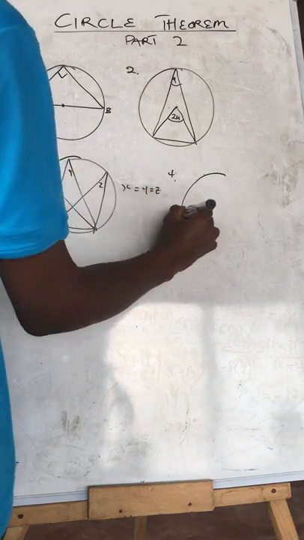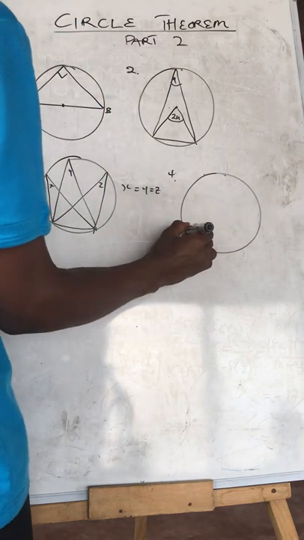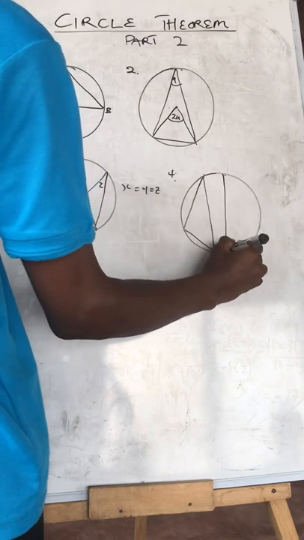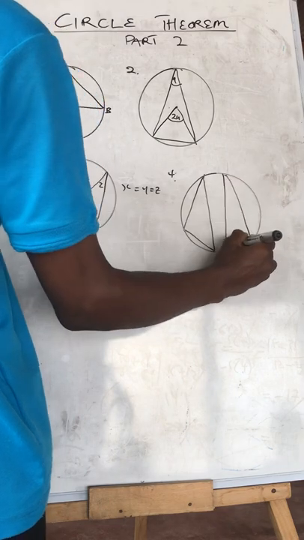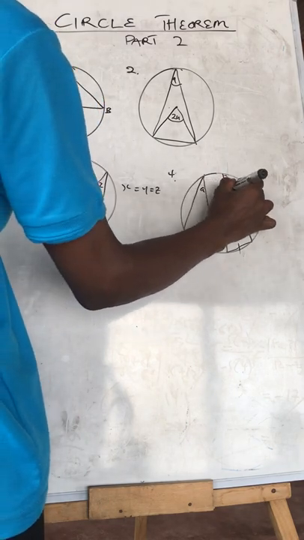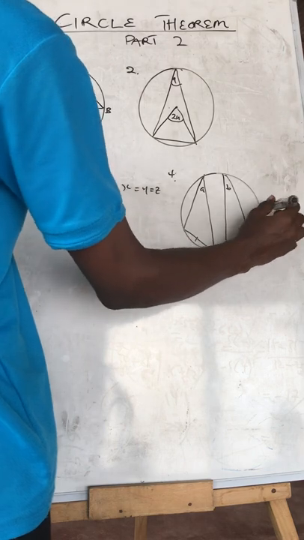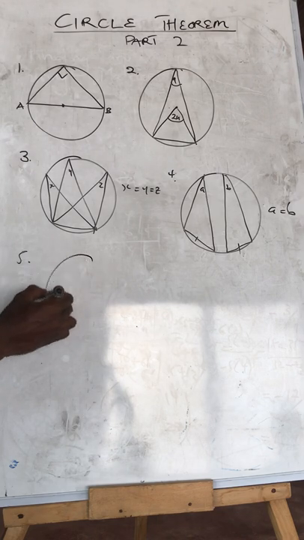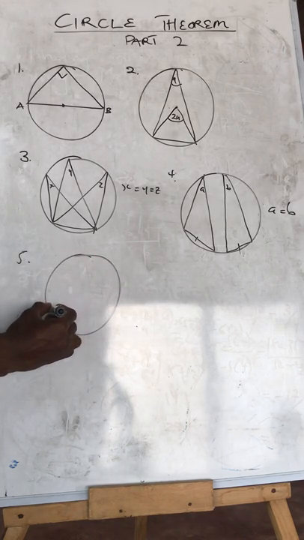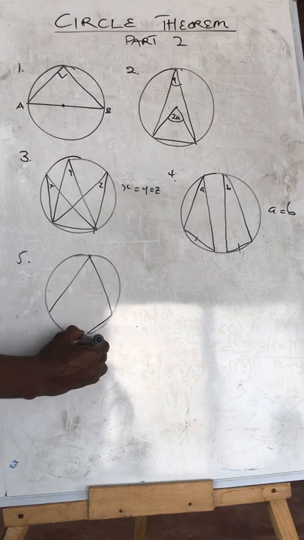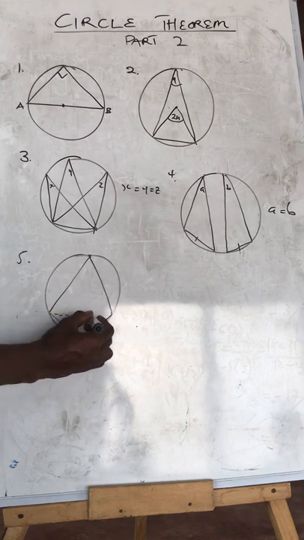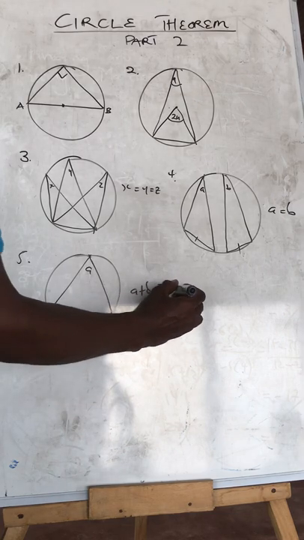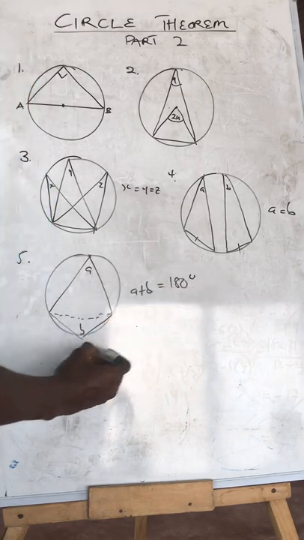And we also said that if you have this chord, and I have also say this chord, and these are equal, I have A and I have B, we say that A is equal to B. And we also said that if I have something like this, and say there is a chord here, there is A, there is B here, we say that A plus B should be equal to 180 degrees.